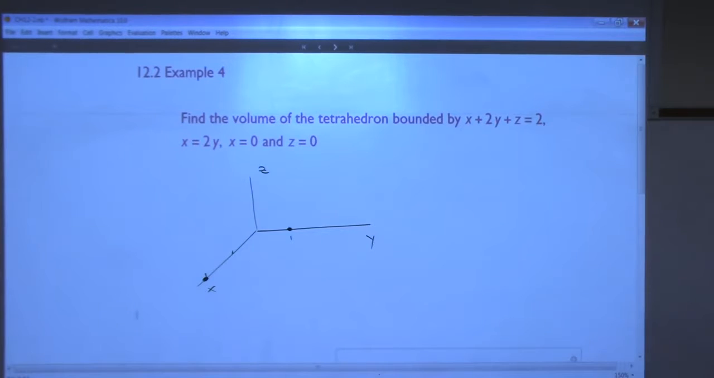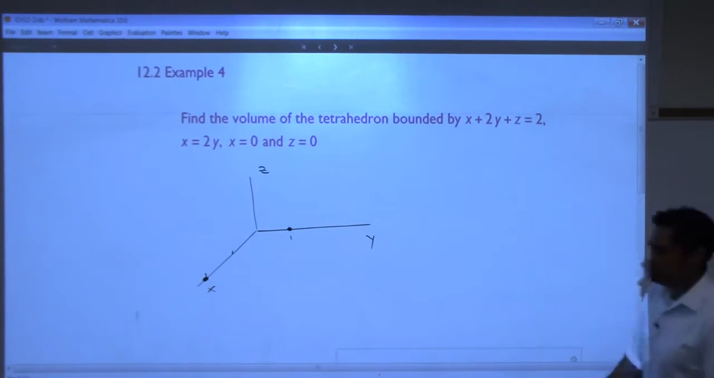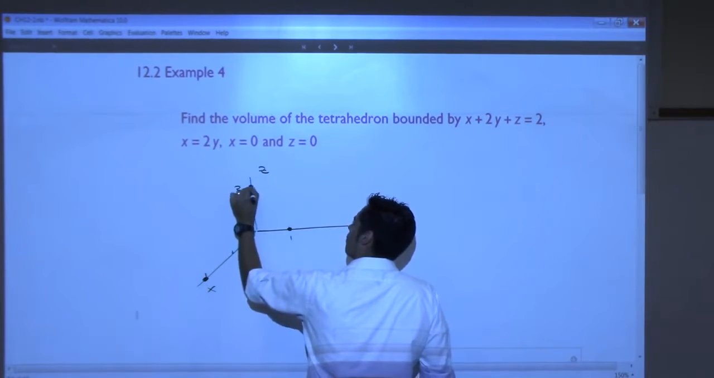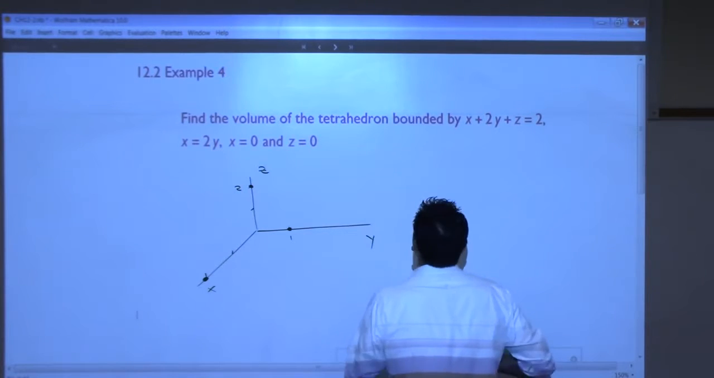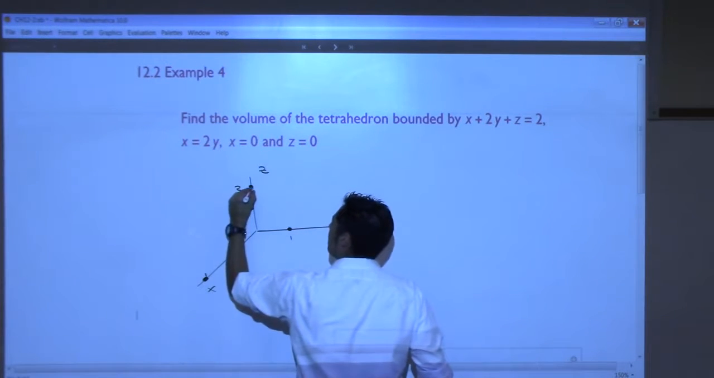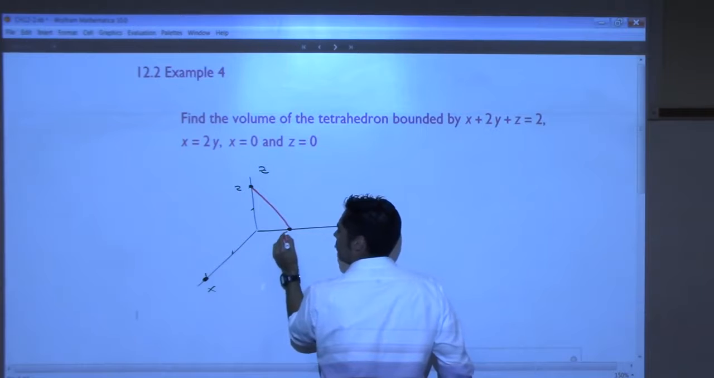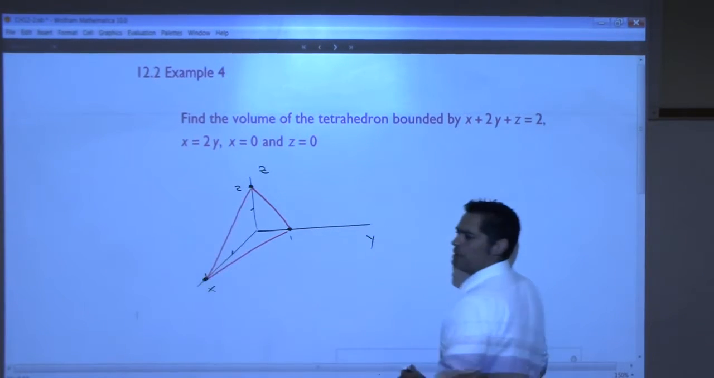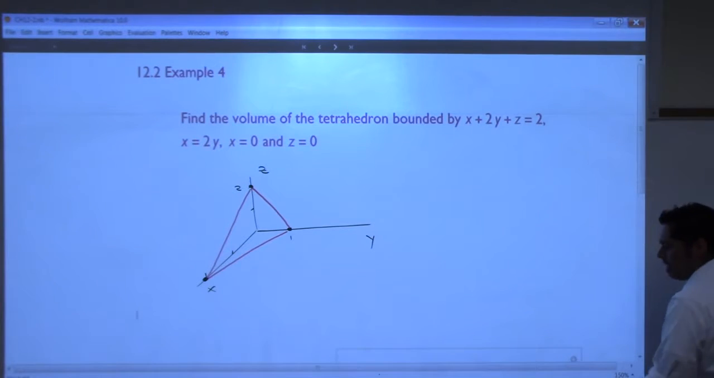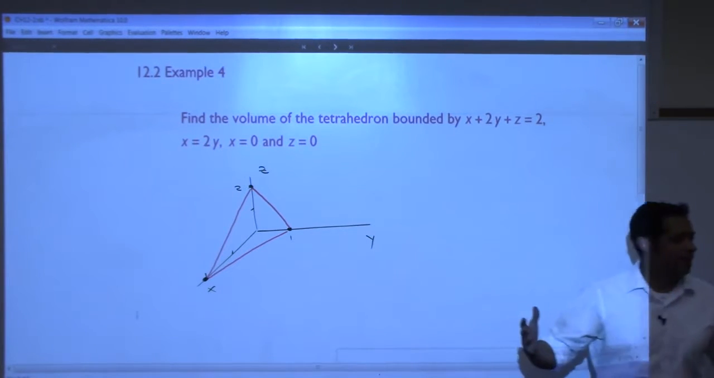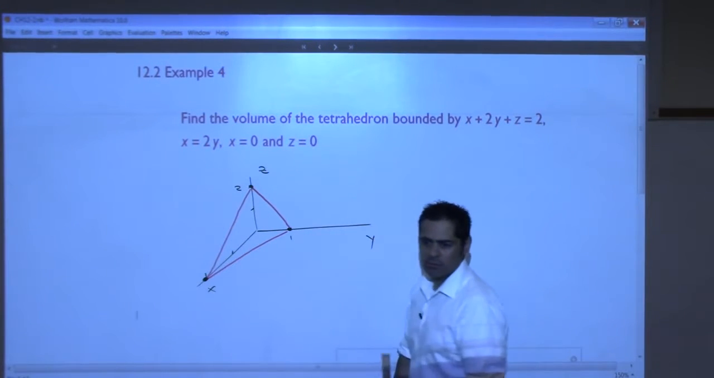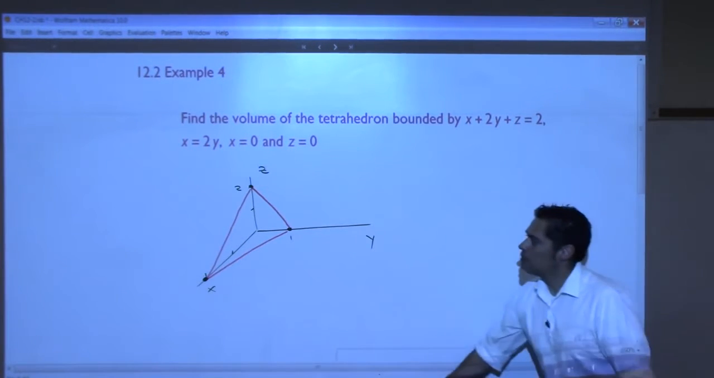And what about the z-axis? Where does it hit the z-axis? Up at 2? So what I can tell you right now is that this plane passes through all 3 of those points. So if I connect them with lines, that triangle lives on that plane, doesn't it? But it still extends in every direction forever. All right.